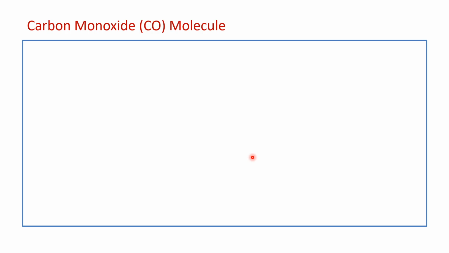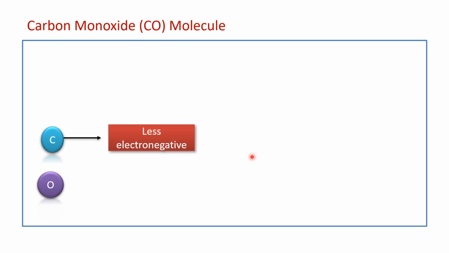So we are having the carbon monoxide molecule. This carbon monoxide is a heteronuclear diatomic molecule. That means it is formed by two different atoms, the carbon atom and the oxygen atom. Now out of these two atoms, one atom is more electronegative and the other atom is less electronegative. The carbon atom is the less electronegative atom, whereas the second atom, the oxygen atom, is the more electronegative atom.